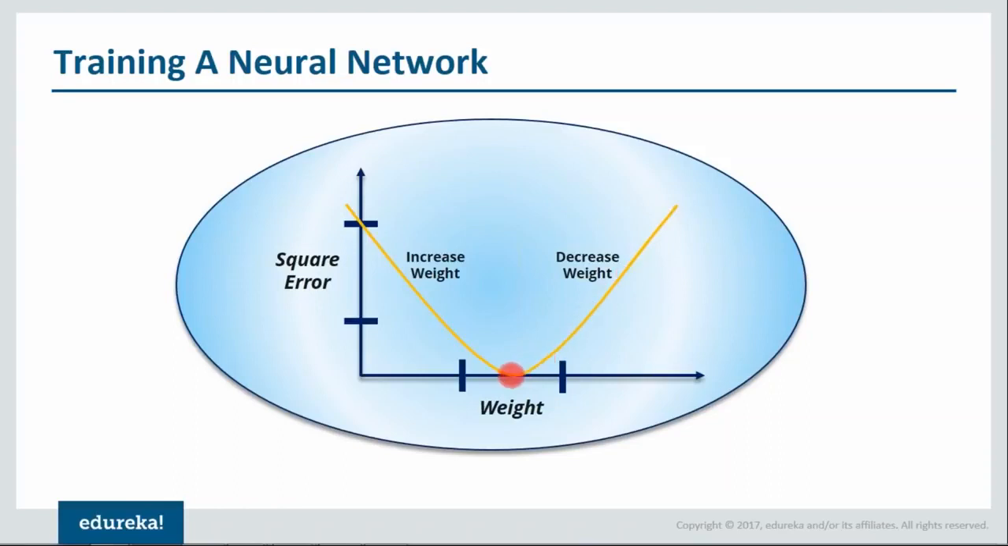And the moment it decreases more, the square error again increases. So our network will know that whenever it decreases the weight value, the square error is increasing. So that point will be our final weight value. So guys, this is what backpropagation in a nutshell is.